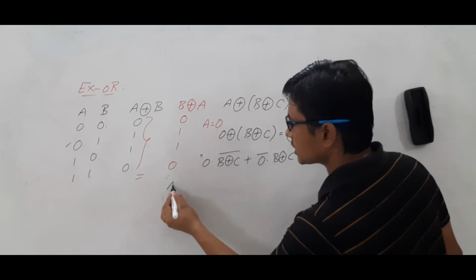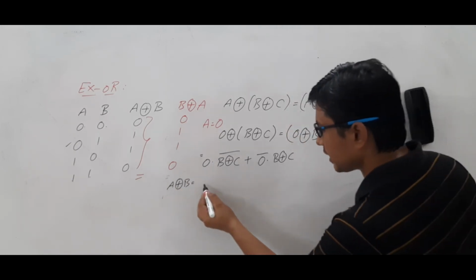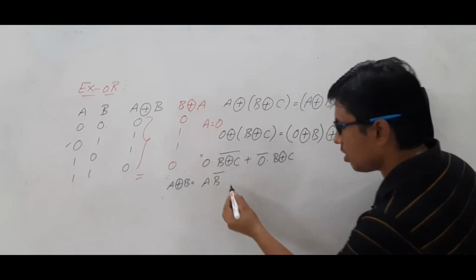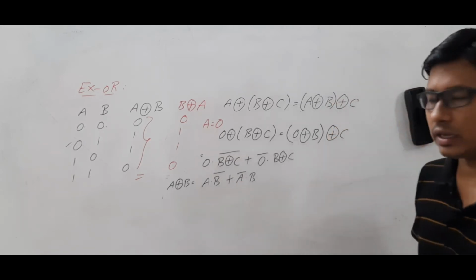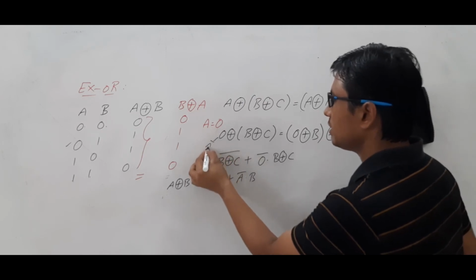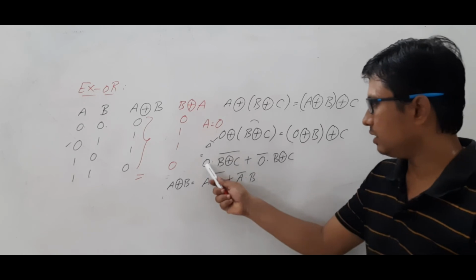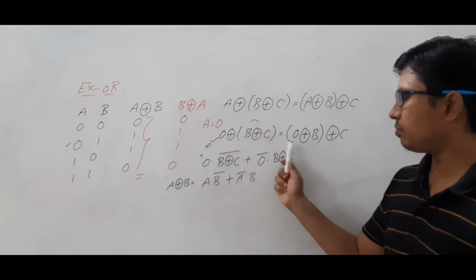See, what is this expression? I can write A exclusive OR B as A and B's complement, or A's complement and B. That is what I have written here. So in this case, 0 is A and this whole part is B. Am I right or wrong? So that's why A and B's complement, or A's complement and B.